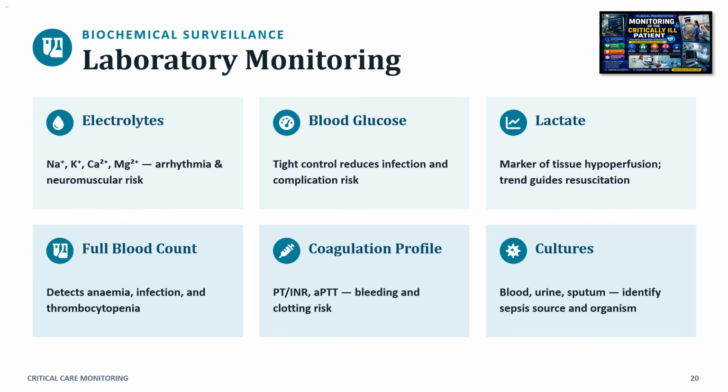Coagulation profile. PT/INR, APTT, bleeding and clotting risk. This helps assess clotting function and guide anticoagulant use, blood product replacement, and bleeding risk. Cultures. Blood, urine, sputum, identify sepsis source and organism. This allows targeted antibiotic therapy and helps locate the focus of infection.